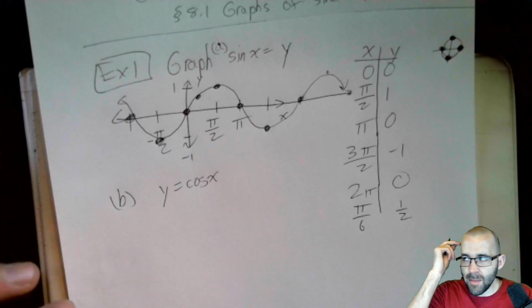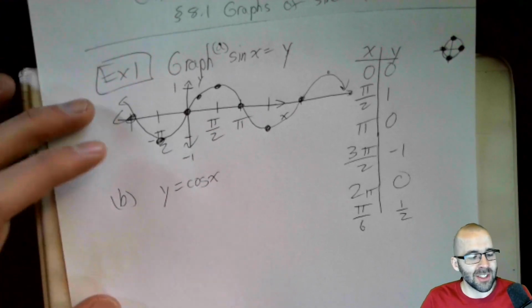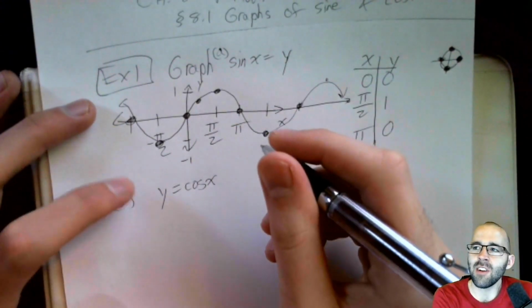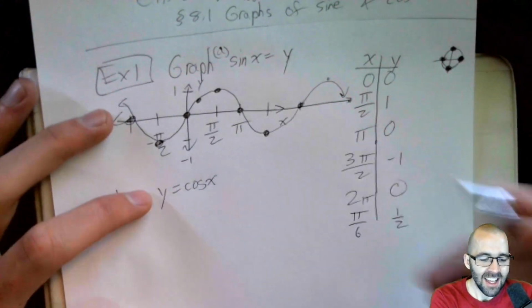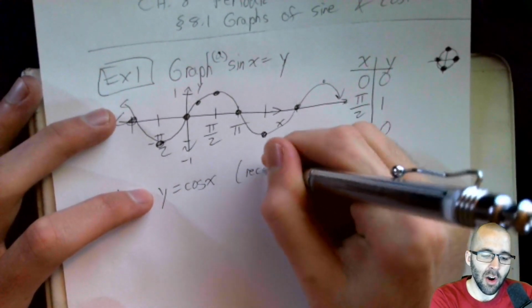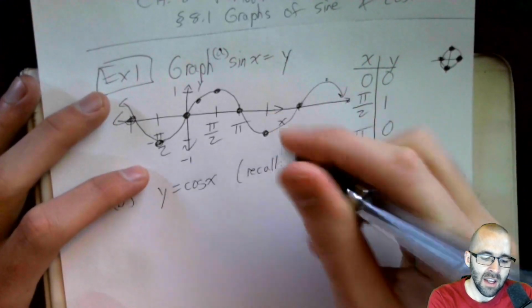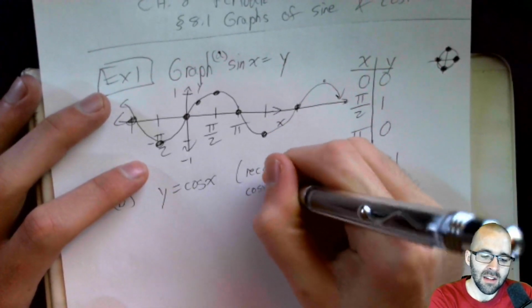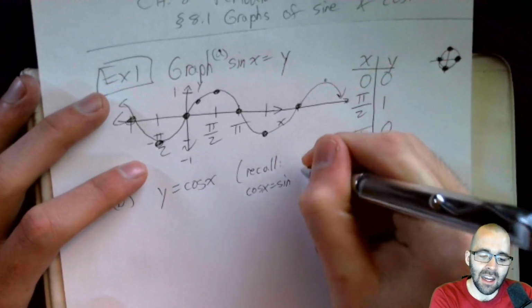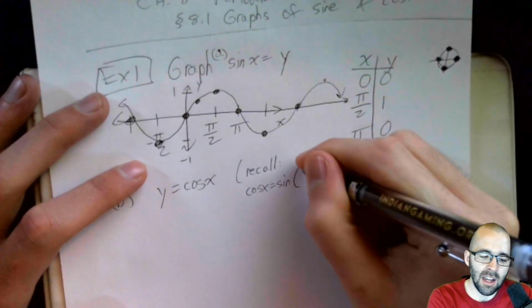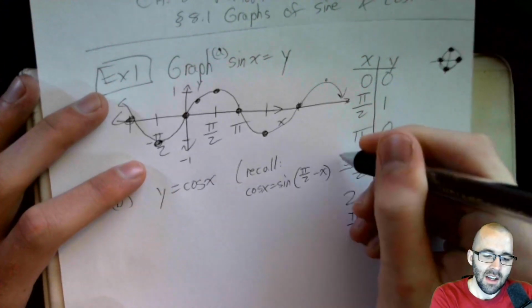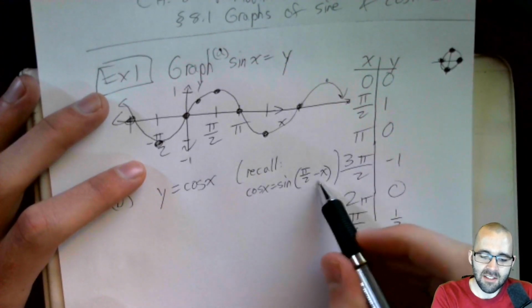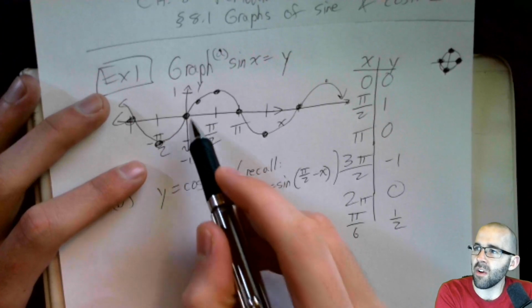Because I remember, the great trigonometry student that I am, I remember a little thing we talked about in chapter 7 called cofunction identities. And what that told us, so recall the cofunction identity, right? That cosine of x was equal to the sine of the complementary angle, pi over 2 minus x. So you guys remember pi over 2 minus x? This is a function transformation of the graph that we've already given.